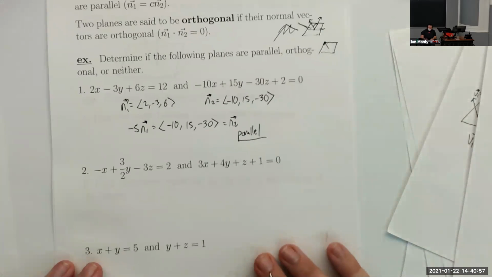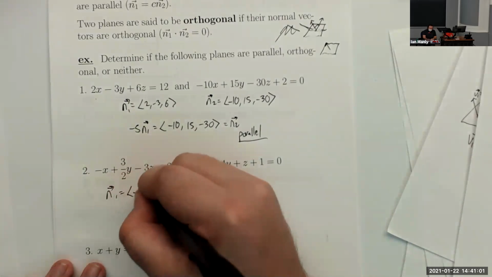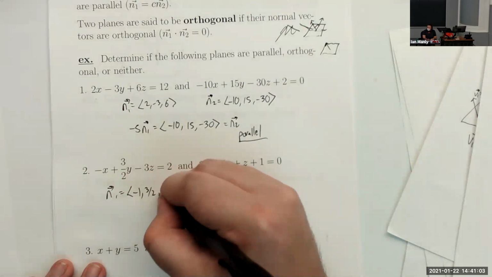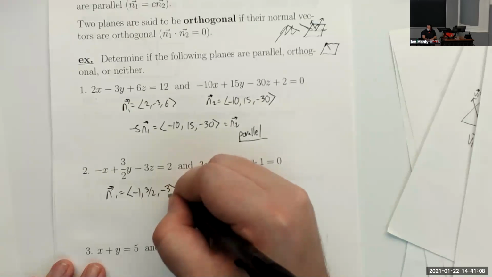Okay, let's take a look at the next batch here. So our N1 is -1, 3/2, and -3 right here.